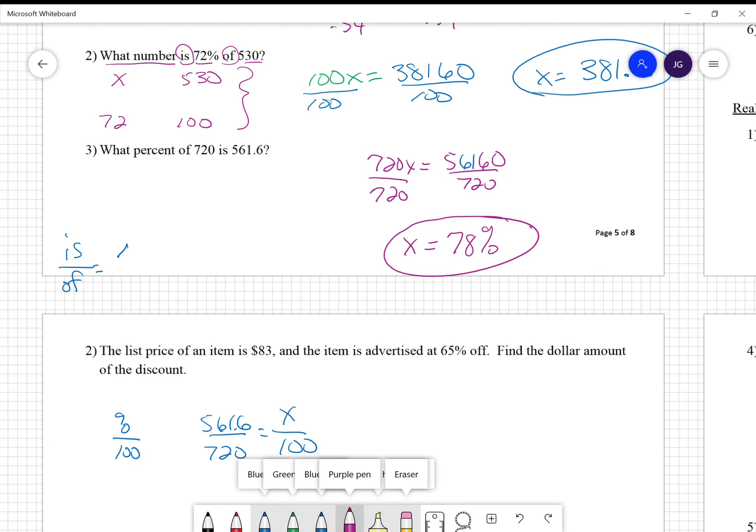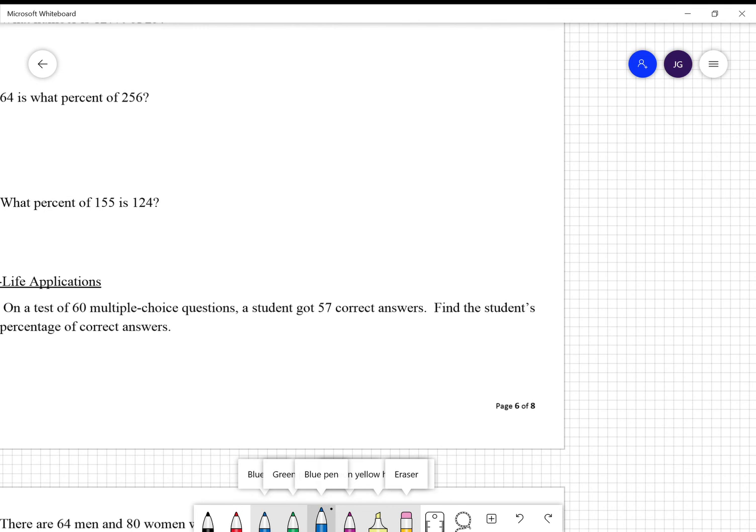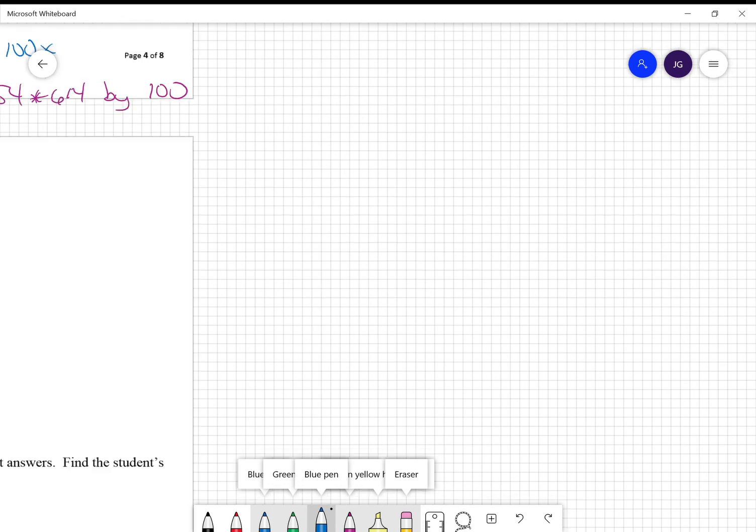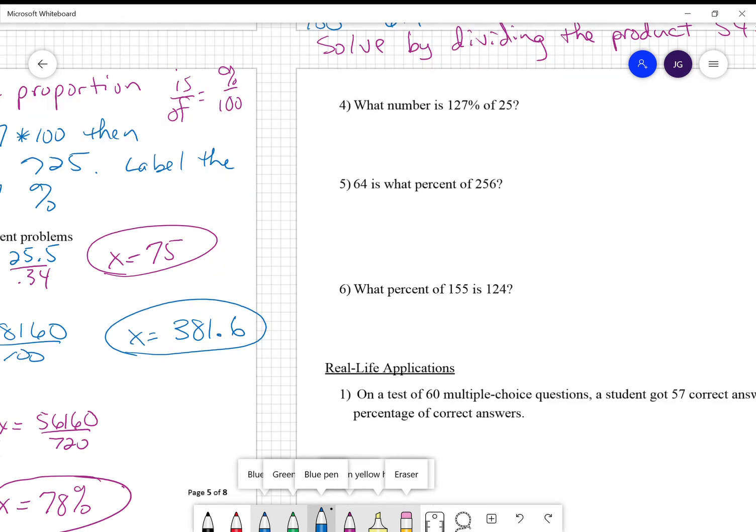Next page. Oh, too far. Okay, I am going to stop this so I can close whiteboard and then come back in. We will finish this in the next video.